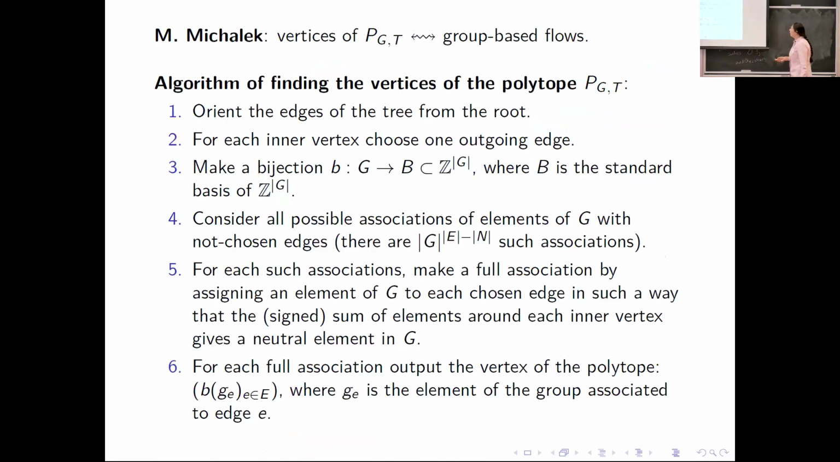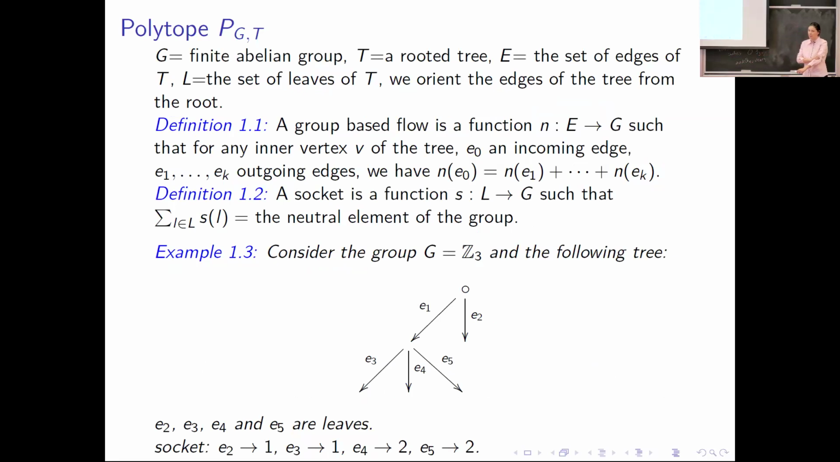Okay, good. Can I ask a quick question? Yeah, sure. So you don't need N and S to be the same. They are not necessarily the same function. In fact, if I restrict a group-based flow to leaves, I get a socket, and this association is bijective. So if I have this association here for a socket, I can immediately identify a group-based flow coming from a socket.